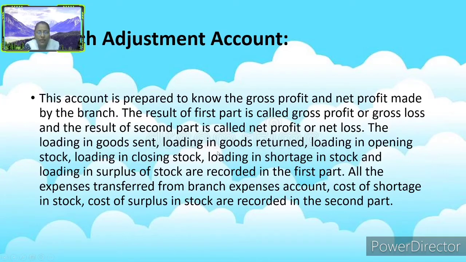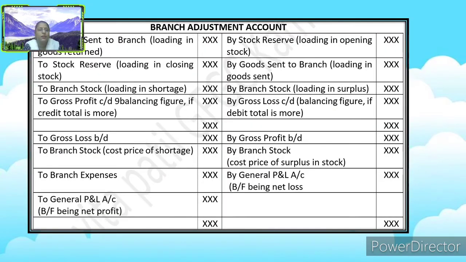Now let us see the format of the branch adjustment account. First, we have to show to goods sent to branch, loading in goods returned, to stock reserve, loading in closing stock, to branch account, loading in shortage. If we get the balance on this side, we get the gross profit. Like this, here, by stock reserve, loading in opening stock, goods sent to branch, loading in goods sent, by branch stock, loading in surplus. And if we get the balance on this side, we get the gross loss. This is the first part we have to prepare.